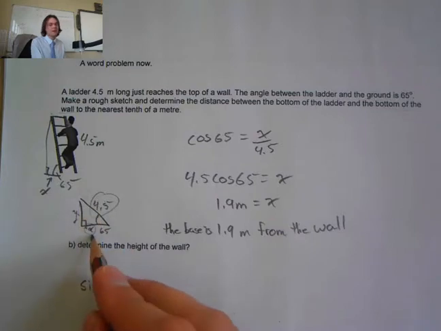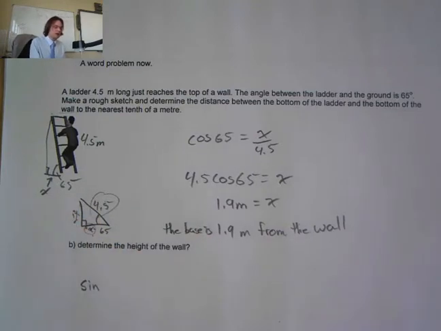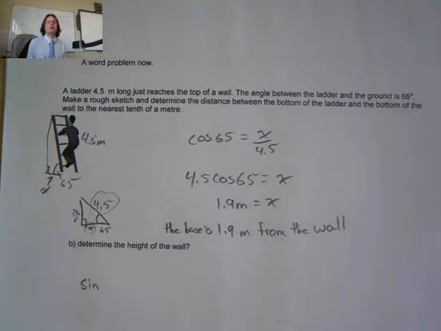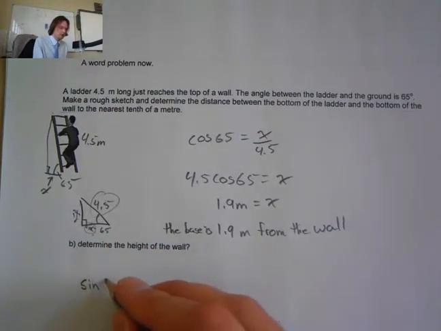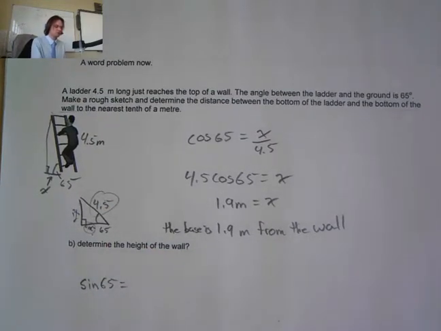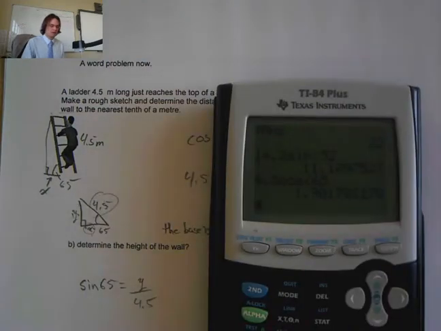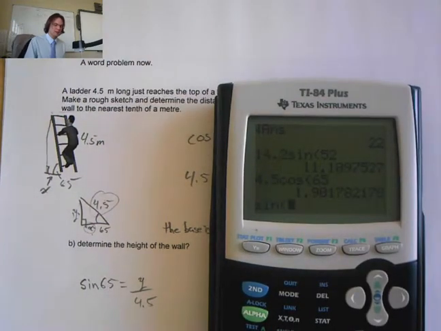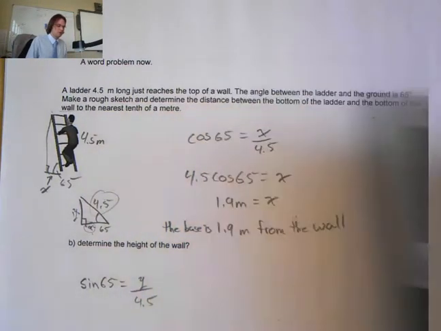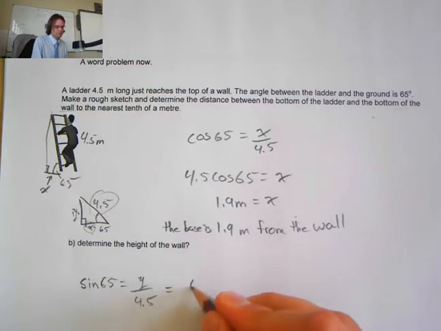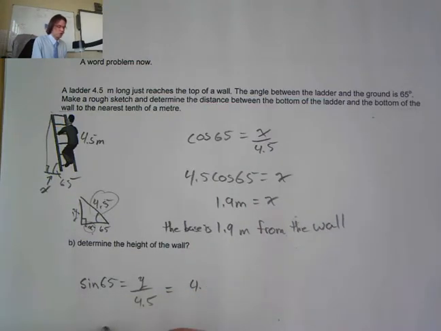Or I could even use tan. I could use this one and this one for tan, or I could use sine for that one. But I'm going to use sine 65 is equal to y all over 4.5. So I'm just going to do the same thing now, except I'm going to go sine 65 multiplied by 4.5. And that's going to give me 4.07. So y is equal to 4.07.